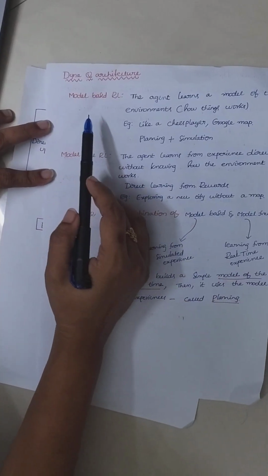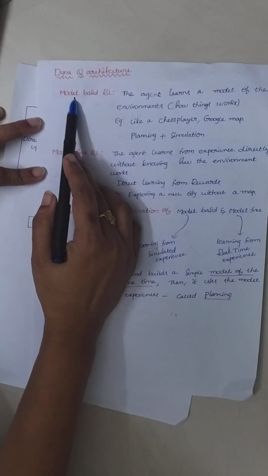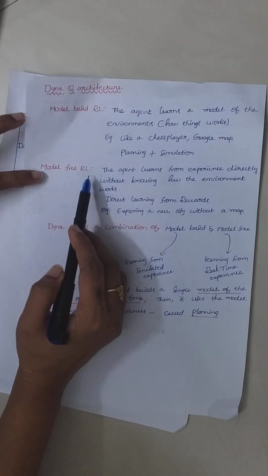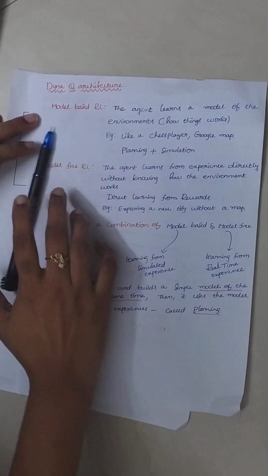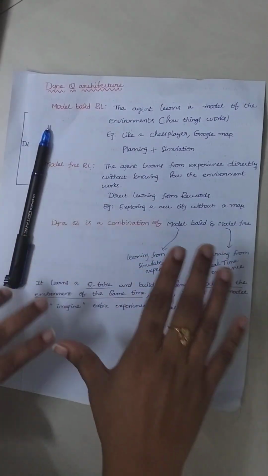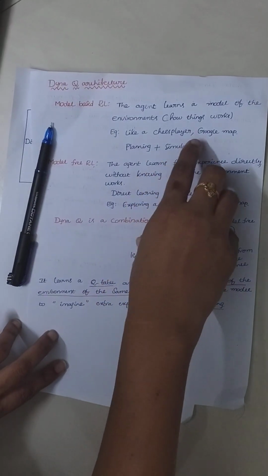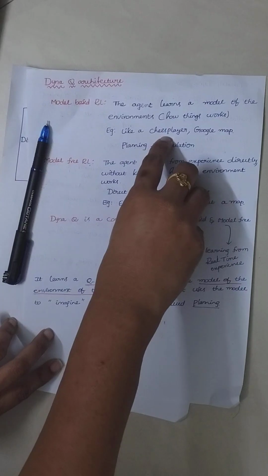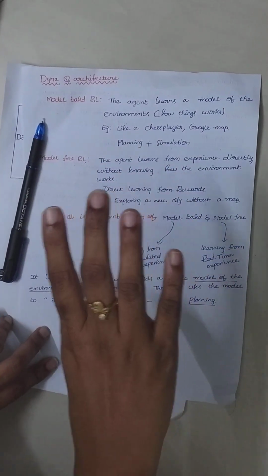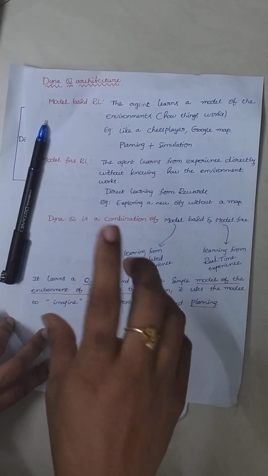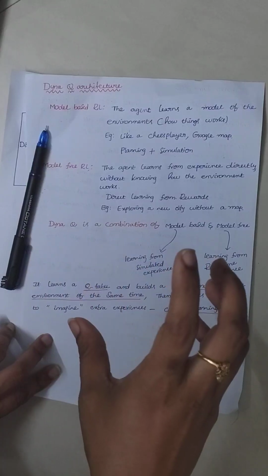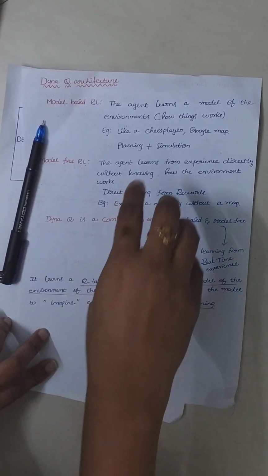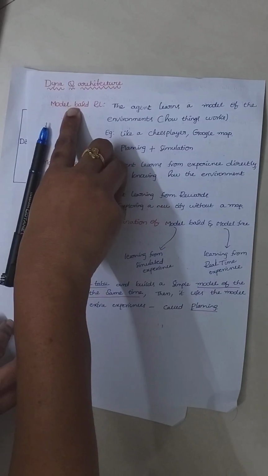First one, we already know what is model based RL and model free RL. Model based RL means the environment is already fixed, everything is planned. Just take the example of a chess game. In the chess game, the model already exists, we planned and constructed the model and we developed the environment. So it comes under model based RL.